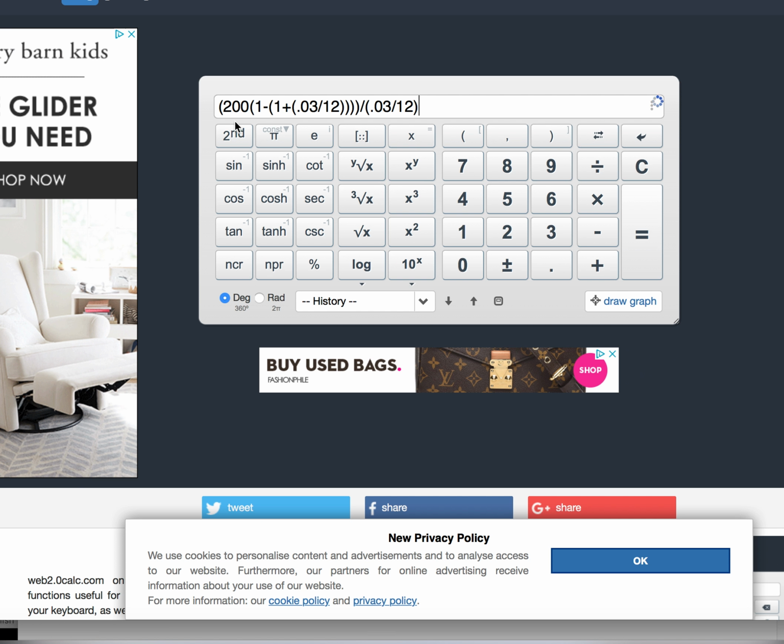It's still thinking, but you can screenshot this really quick. I'm going to open parentheses, put in my payment, open parentheses, 1 minus, every time open parentheses, 1 plus, and then your actual rate divided by your K is going to go in here. You close parentheses 4 times, divided by my rate, divided by my K, in its own set of parentheses.